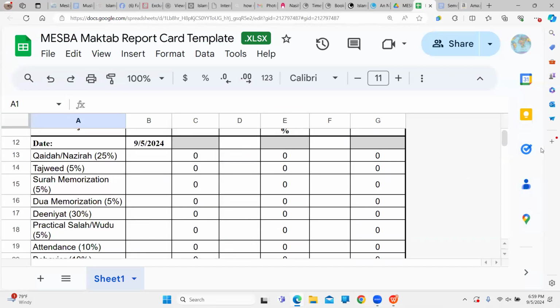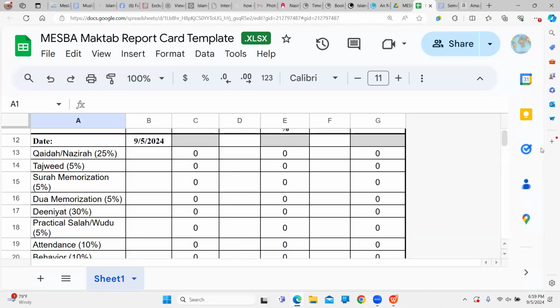This is a template. When we make the report card, this is what we grade them on. For example, when they have the Qaida exam, let's say they have 90 in the Qaida. Then Tajweed, let's say 80, 75. Memorized Hifdh Surah, let's say they have 80. Dua memorization, let's say 90. Islamic Diniyat is Islamic studies, let's say 95.